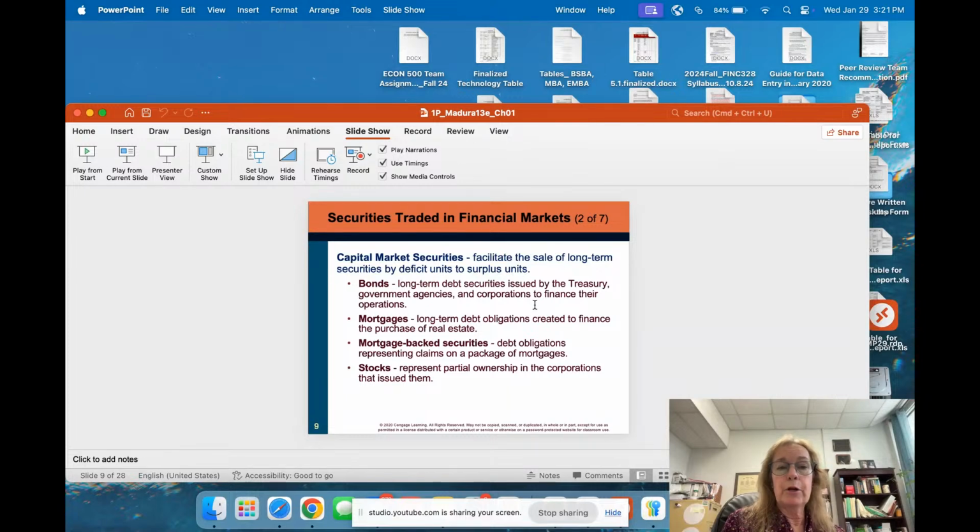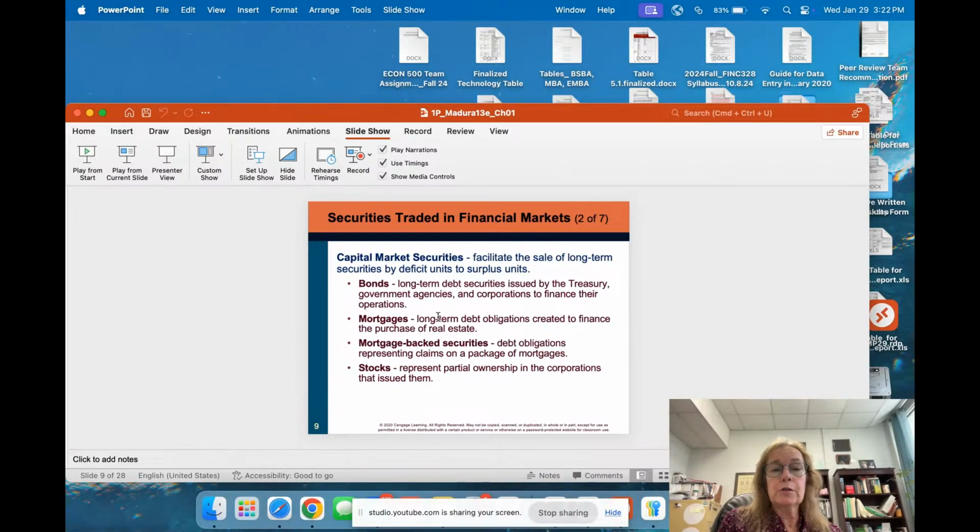Now, the capital markets are where you buy stocks and bonds. So you'll see here we have bonds, which are long-term debt securities that are issued by the government and also by corporations. Then I'm going to come down here to stocks. Of course, you all know what stocks are. If you buy a stock, you're actually a part owner in the company. Whereas with a bond, if you buy a bond, you're a creditor.